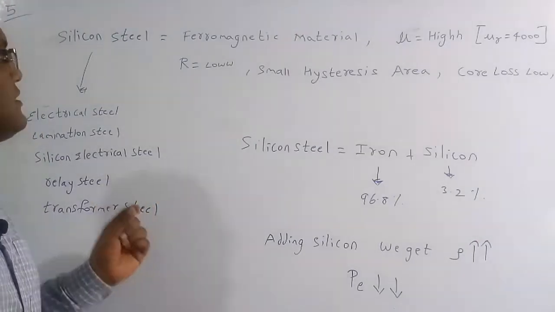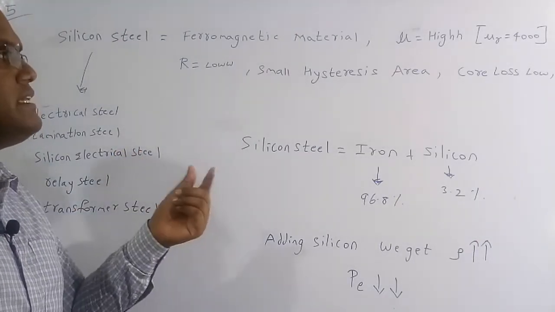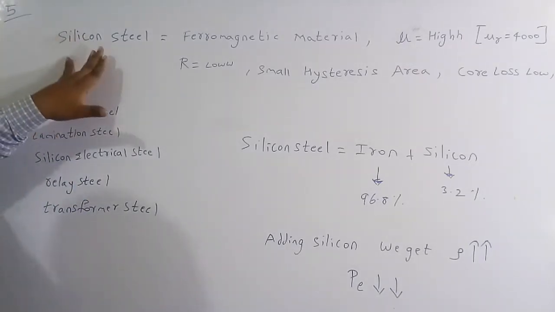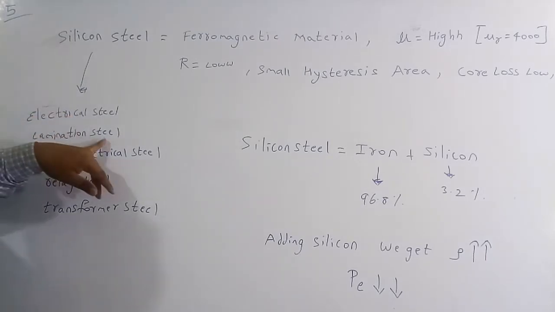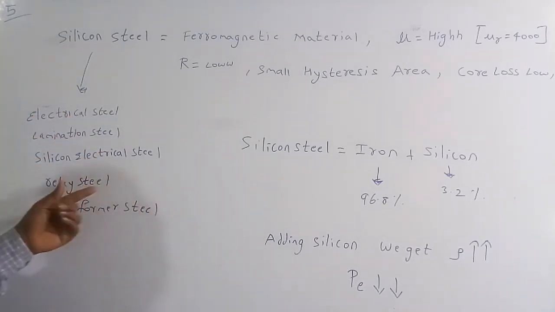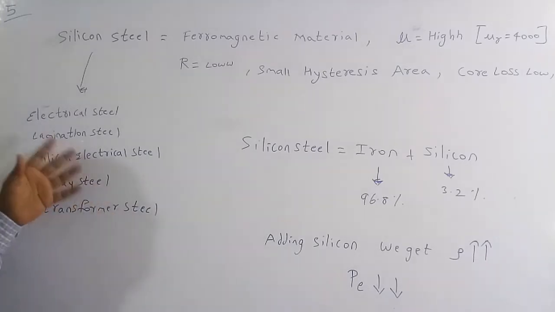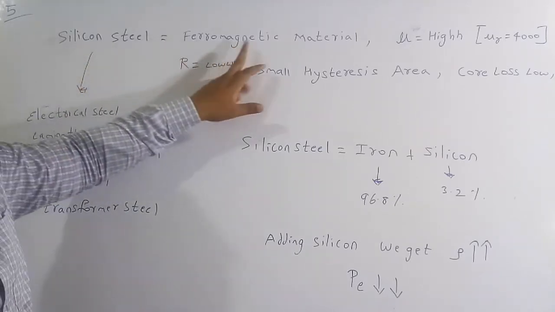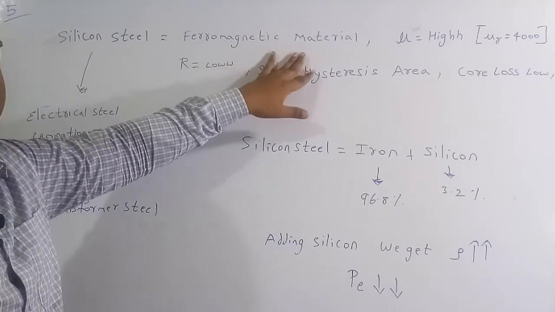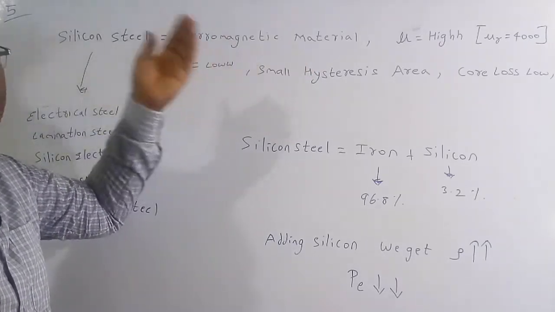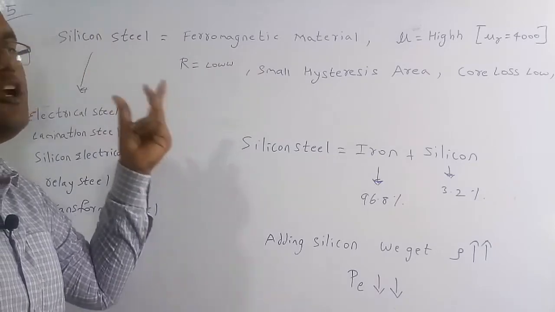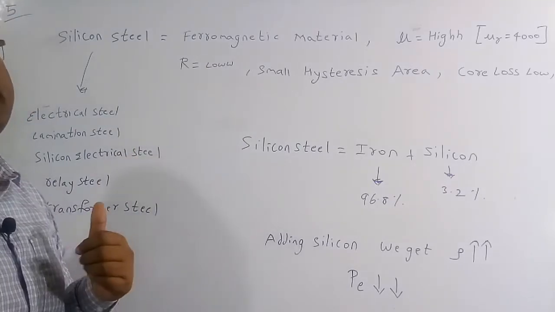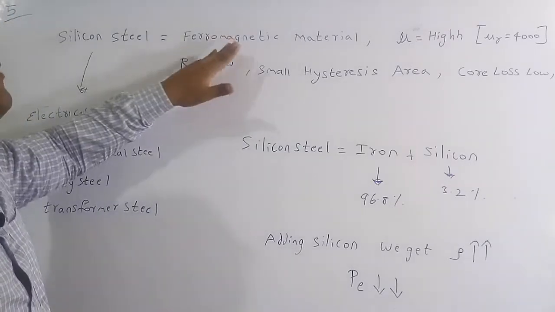Now we'll discuss why silicon steel is used as a core material for the transformer. Silicon steel has different names: electrical steel, lamination steel, silicon electrical steel, relay steel, or transformer steel. Basically, silicon steel is a ferromagnetic material, meaning we can get magnetization in a very easy manner, and even after removing the supply, it still holds the magnetic properties. That is the best advantage of the ferromagnetic material.